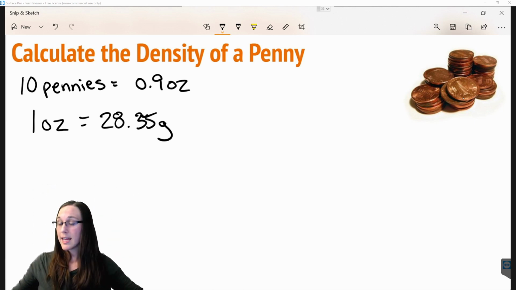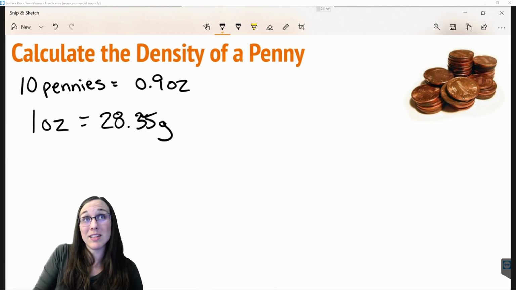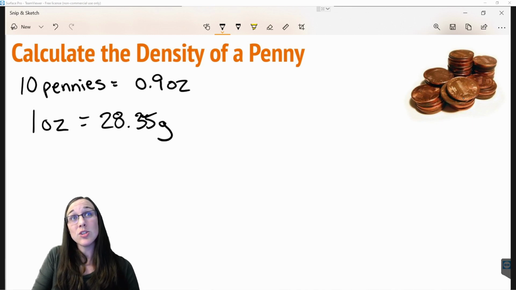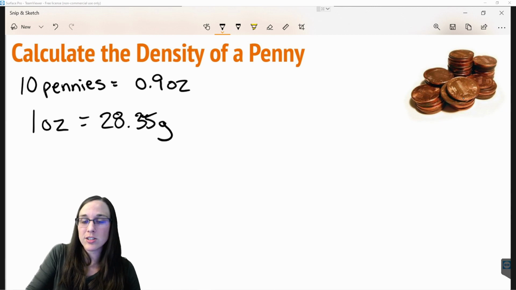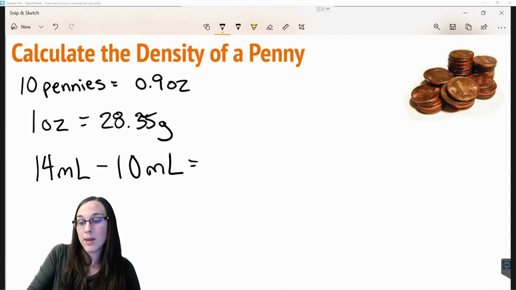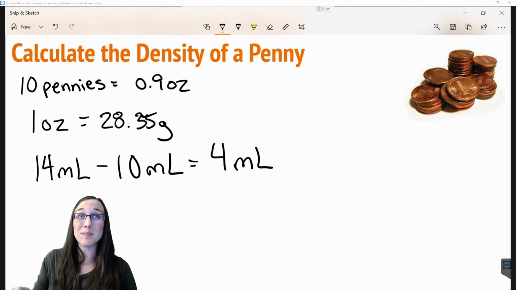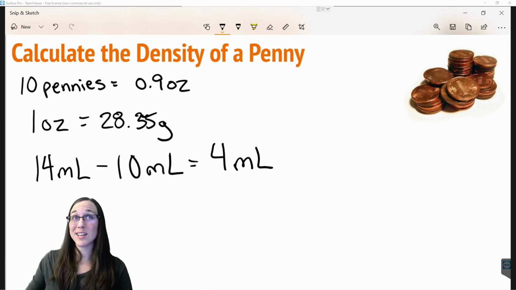So what we can say then is that our initial in the graduated cylinder was at 10 milliliters. It's now at 14 after we added the pennies. So the pennies made the water level rise 4 milliliters. Again, we had 14 milliliters. Now it started with 10 milliliters. So what we have is water rising 4 milliliters from where it started. That's our water displacement.